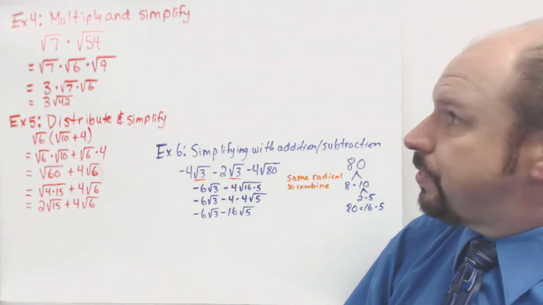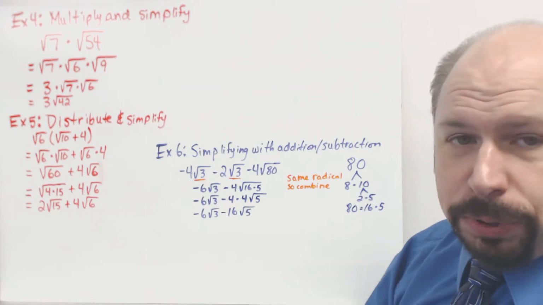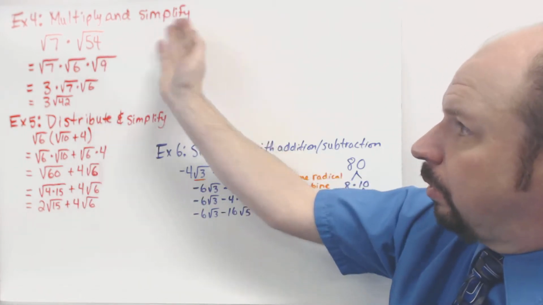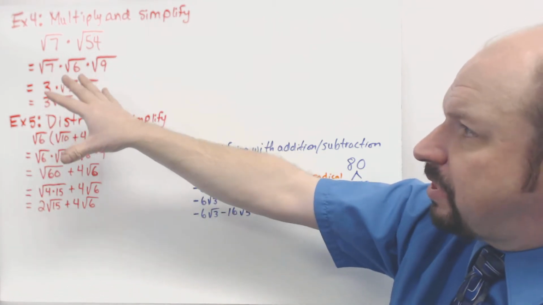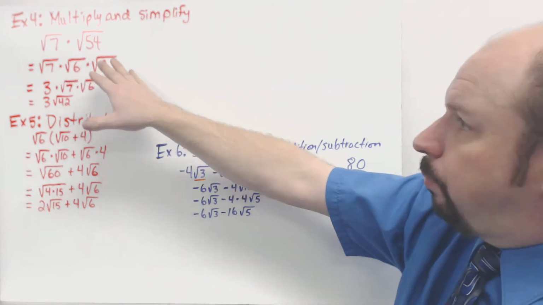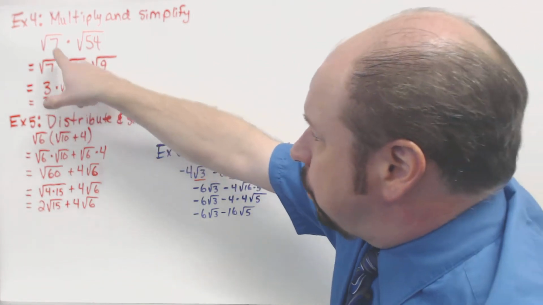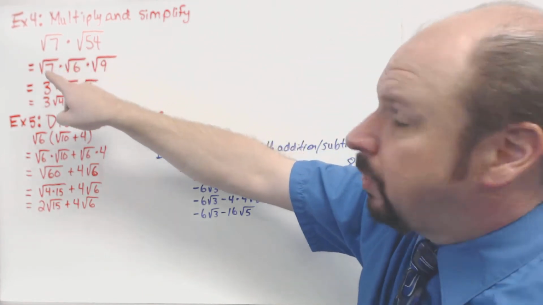Our final 3 examples. First one, multiply and simplify. So to multiply and simplify, what we're going to do is just like it says. We're going to multiply them all together and simplify. Sometimes it's easier, though, if we just leave them factored out a little bit. So 7 I just bring down, and notice 54 is 6 times 9.